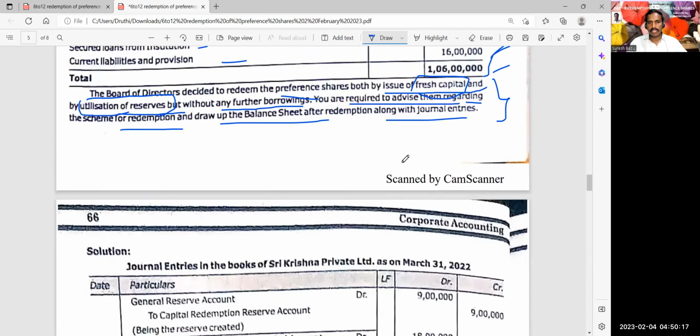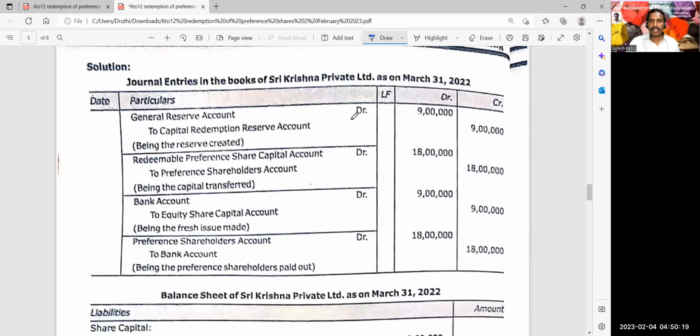Correct? Then let us see. Out of these, the first journal entry we need to write, according to this author, is the third one, which should be the first one. Why? You are issuing the new shares. How many? Each share is 100 rupees, correct? So 9 lakhs. Sorry, 9,000 shares. I'm sorry, not 90,000, 9,000.